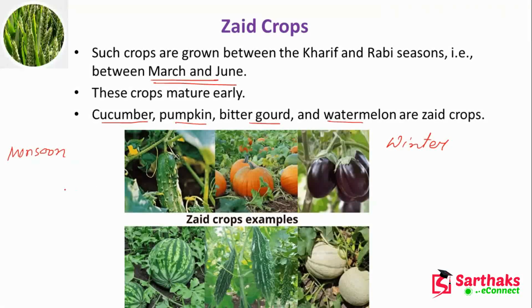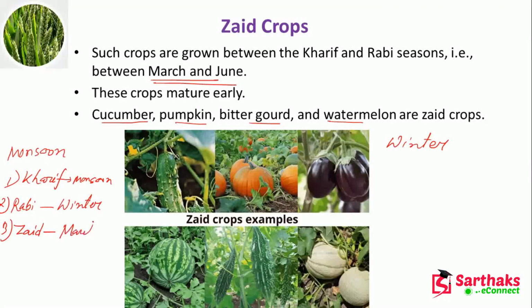So what crops have we studied till now? First one is the Kharif, that is for monsoon. Second one is Rabi, that is for our winter. We are growing it in the winter. Third one is the Z, that we are growing in the summer, or I can say March to June.